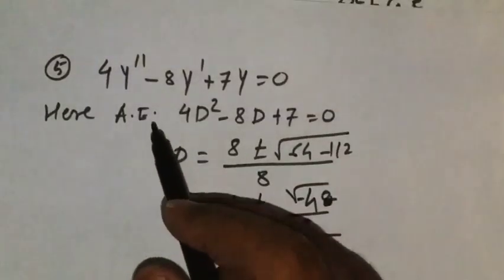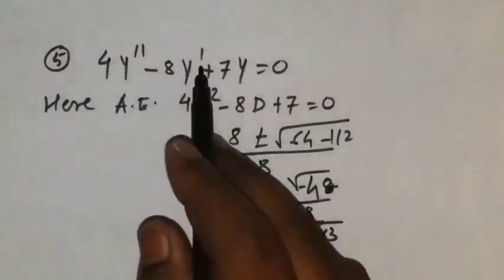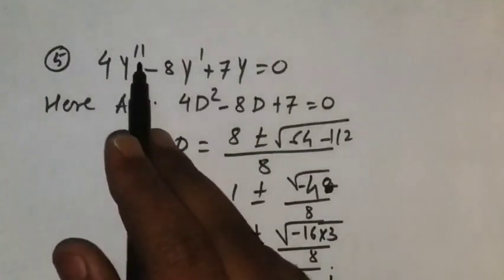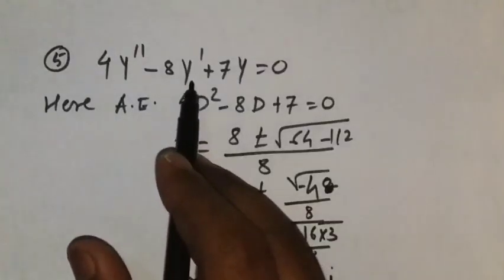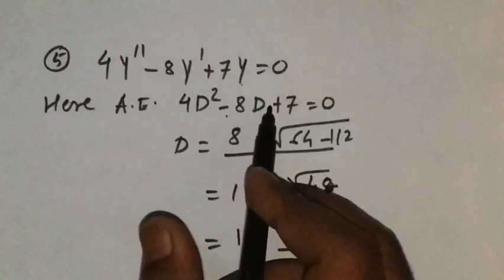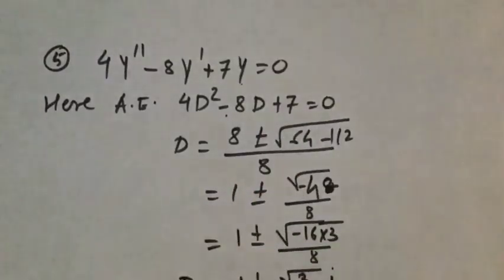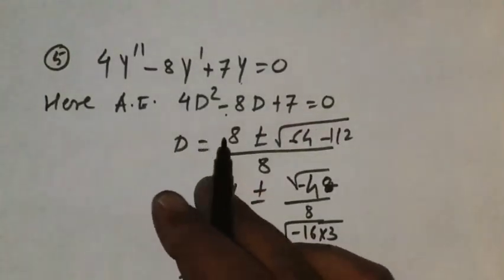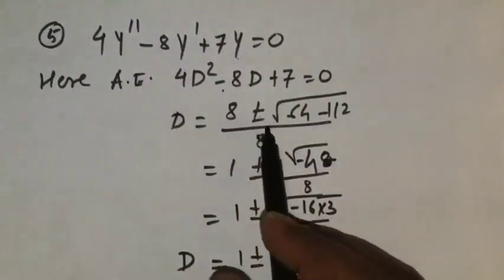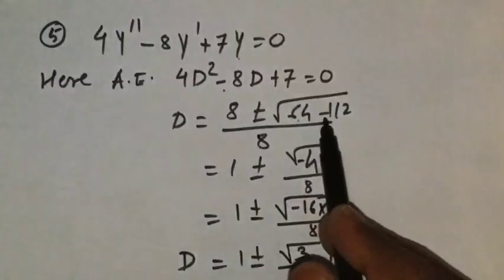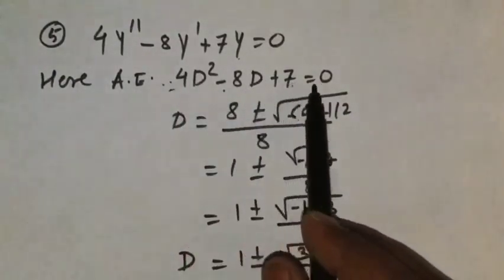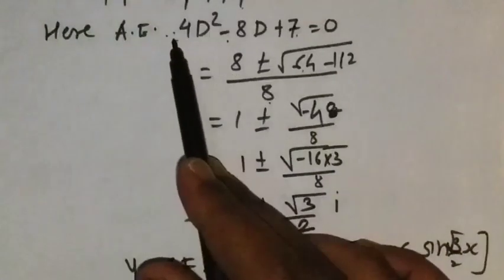This is that second degree problem: 4y double dash minus 8y dash plus 7y equal to 0. Again, this is the double derivative d2y by dx square, this is dy by dx and this is y. Here the auxiliary equation is 4d square minus 8d plus 7 equal to 0. If you try to obtain the roots using the formula minus b plus minus, you will get minus b, that is minus minus 8, which is plus 8, plus minus the root of b square, 64, minus 4ac, which is 112, since 4 fours are 16 and 16 sevens are 112, divided by 2a, that is 8.